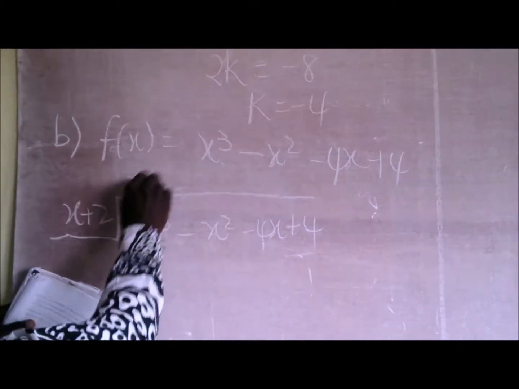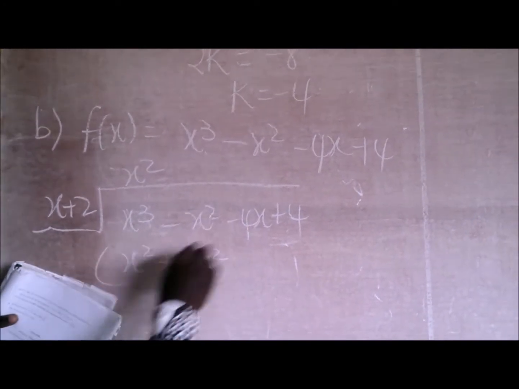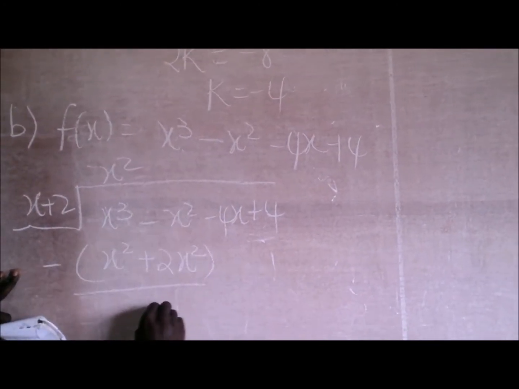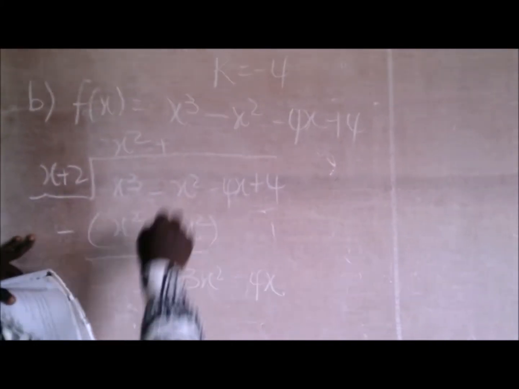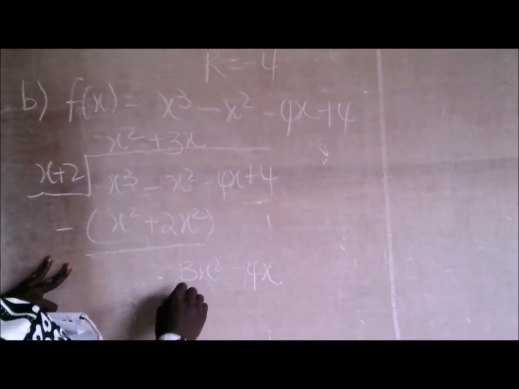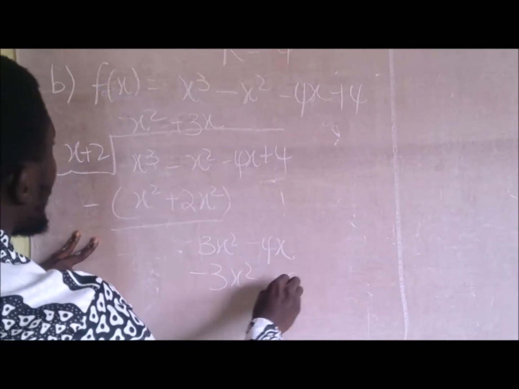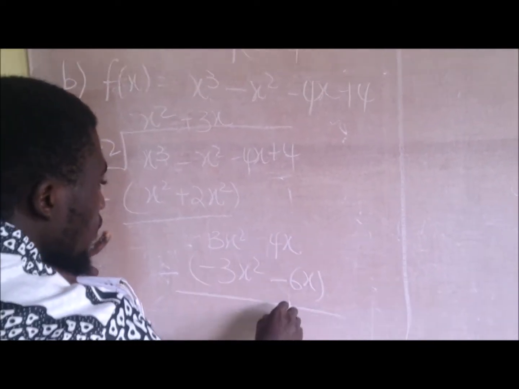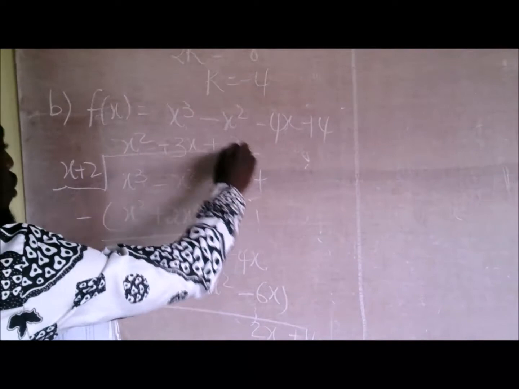Okay, so a factor is going to be x squared. Here I have x squared, and I'm going to have plus 2x. Here I subtract. When I subtract, I'm going to have negative 3x squared minus 4x. So I'm going to add again minus 3x rather. I'm going to have here minus 3x squared minus 6x. And when I subtract again, I'm going to have 2x plus 4. So the next factor that's going to go is going to be 2.